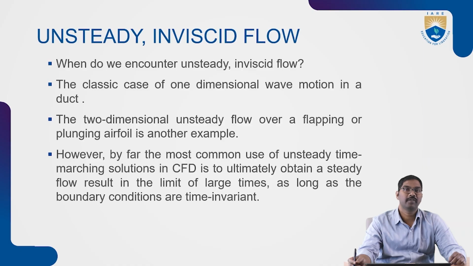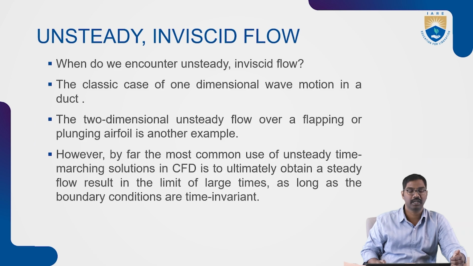The most common use of unsteady time marching solution in CFD is to ultimately obtain a steady flow result in the limit of large times, as long as the boundary conditions are constant, or we can consider them as time invariant. If the boundary conditions are changing with respect to time, then we cannot consider them as a steady flow field, and we have to go for the unsteady solutions only. But if they are time invariant, then the steady flow problem can be solved as the unsteady case in the limit of large times, which is one of the probable solutions that can be obtained.